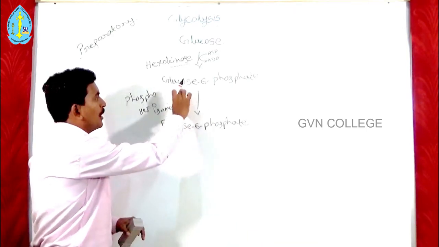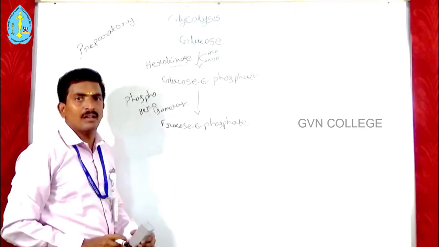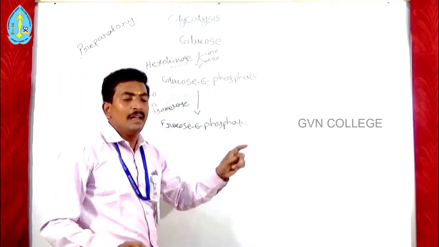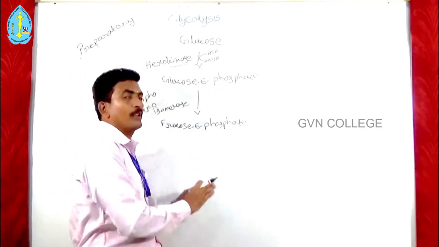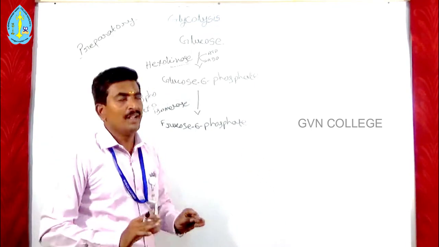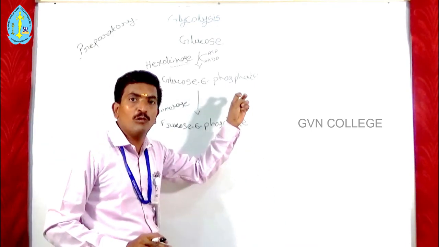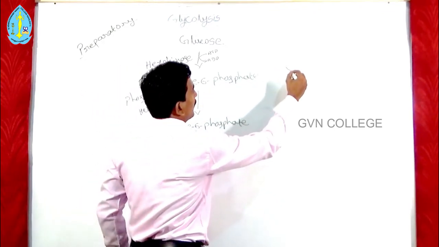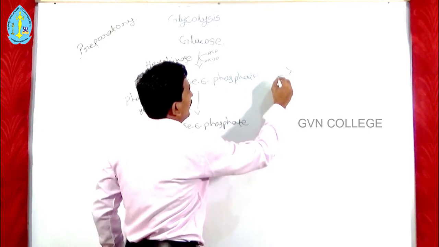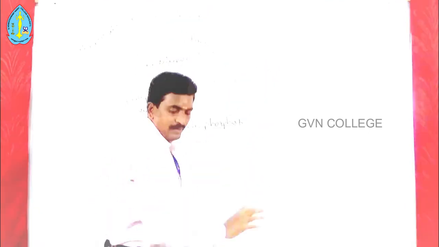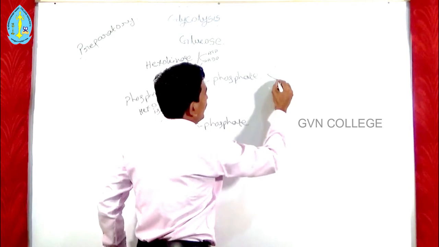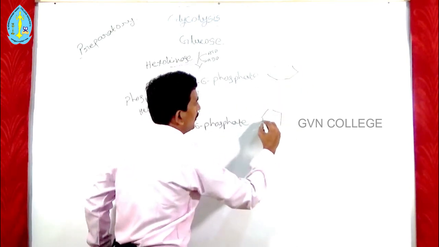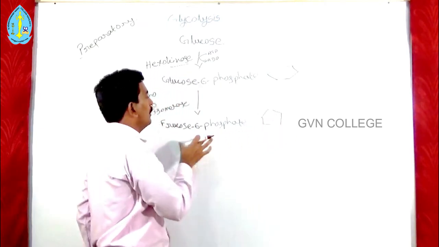So glucose 6-phosphate became fructose 6-phosphate. What is the main difference between glucose and fructose? Glucose has a six-membered ring structure, but fructose has a five-membered ring structure. That is a big difference. The overall glucose structure is hexagonal. You see? It is a hexagonal structure. But fructose is pentagonal. It is a pentagonal structure, fructose.